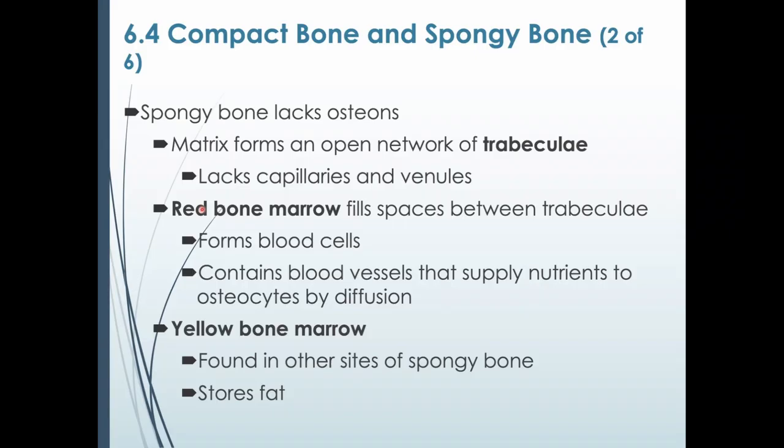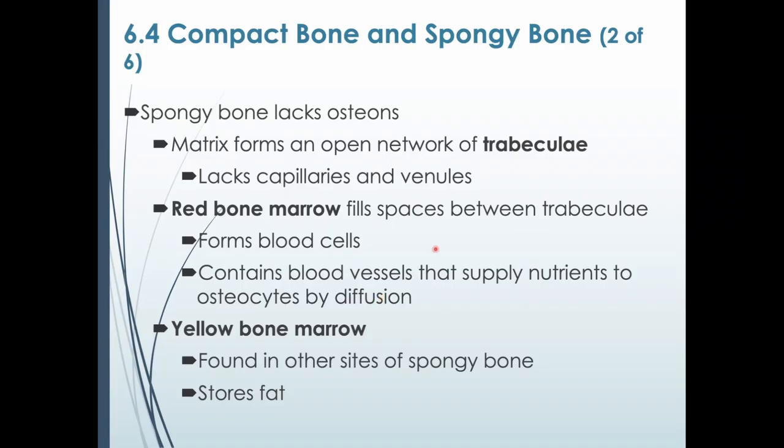And that red bone marrow helps to form blood cells, red blood cells. It's going to contain blood vessels. Those blood vessels are going to supply nutrients to the osteocytes via the action of diffusion, right? The movement from a high concentration towards a low concentration, whatever those ions are. If you have nutrients coming in, high concentration of nutrients outside coming in towards that spongy bone, diffusing down that concentration gradient, just taking your bio 1111 and applying it right here.